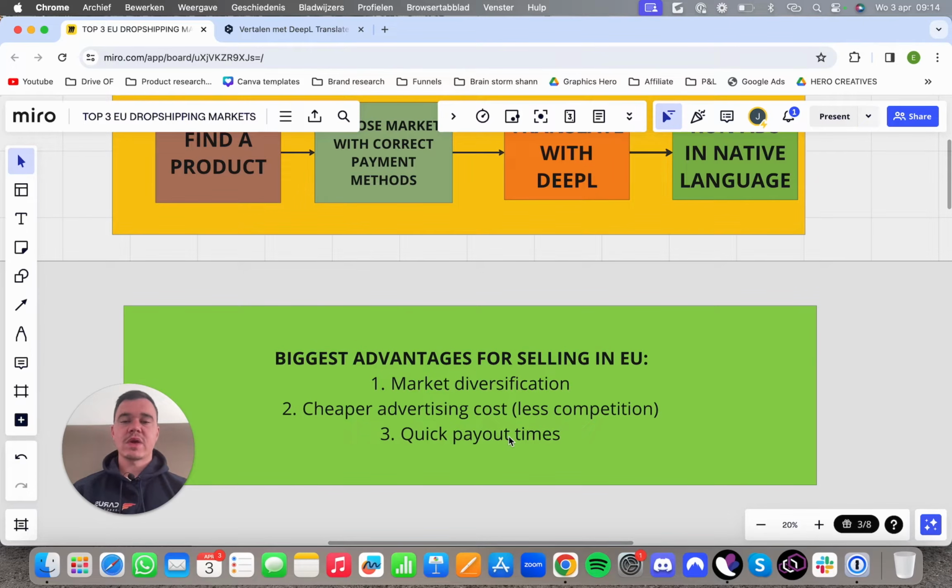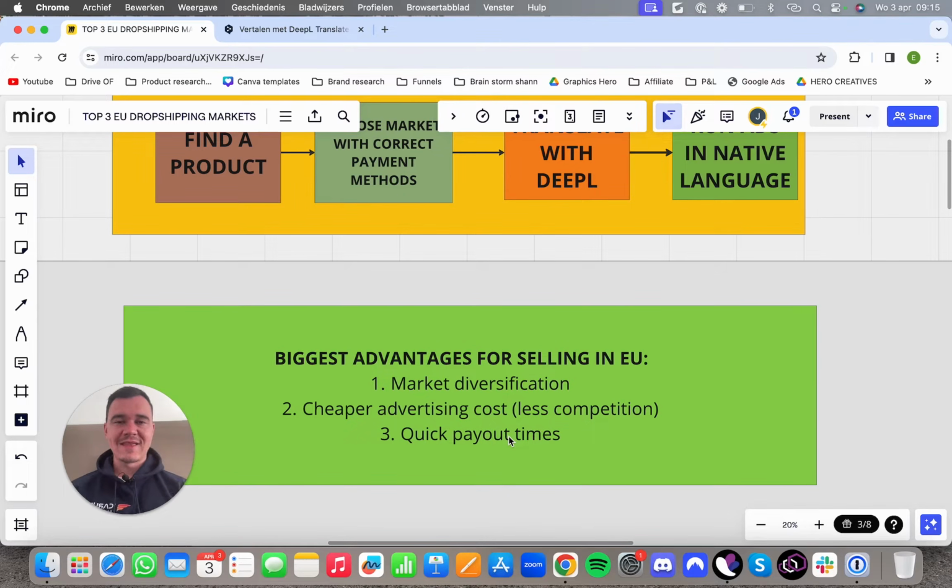Then number 3 is the quick payout times. Of course, this depends on the market that you choose and what payment method you use, but most of these are all using credit card. And credit card with Shopify Payments has like 2 or 3 days in payout times. In the US, you maybe need PayPal. PayPal can hold your money for like 30 days, 60 days, 90 days, or maybe even 180 days. But in these countries, you don't need PayPal that much. It's always optional. Every country uses PayPal for a small percentage, but mostly we have quick payout times.